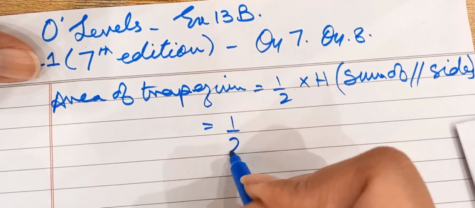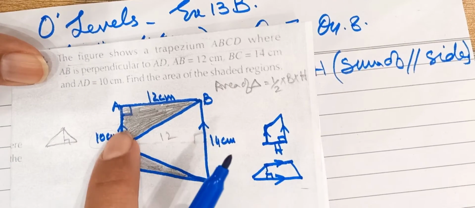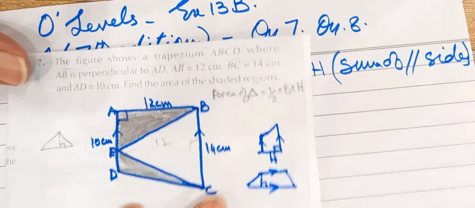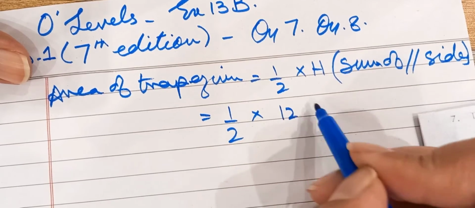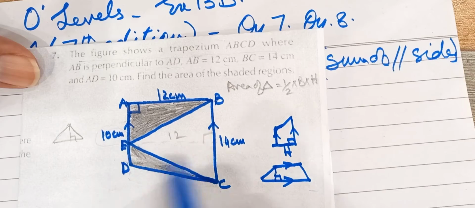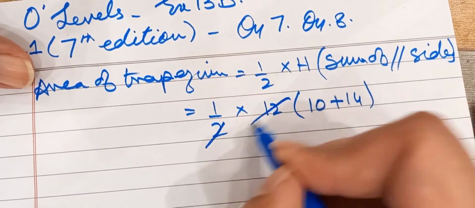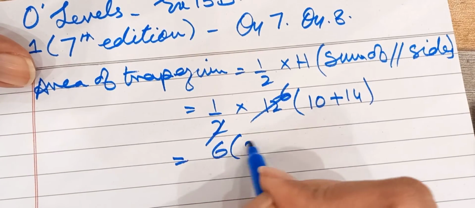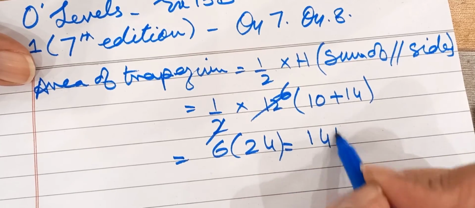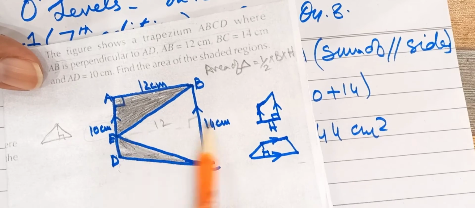So 1/2 into height. Height is the perpendicular distance between these two lines. The arrow suggests that these lines are parallel. So it's 12, and the sum of parallel sides are these 10 plus 14. 10 plus 14, I'll cut this out, so I'm left with 6 into 24, which is equivalent to 144 centimeters square. Now this is the area of this entire trapezium.